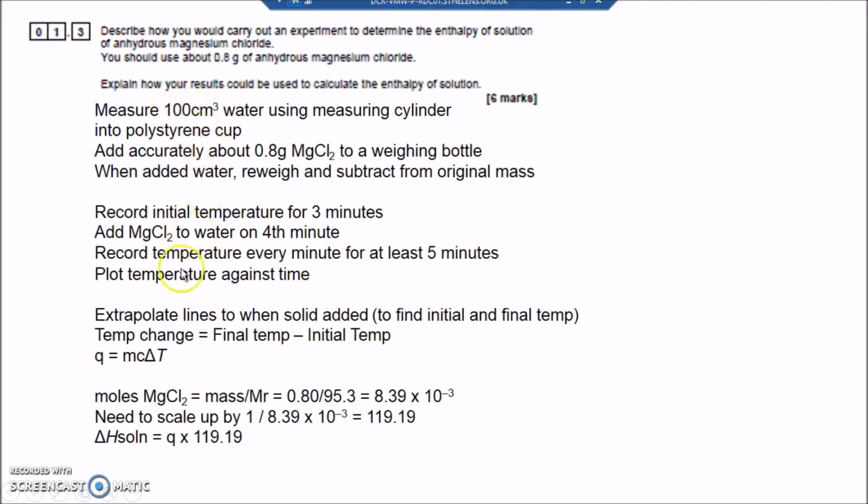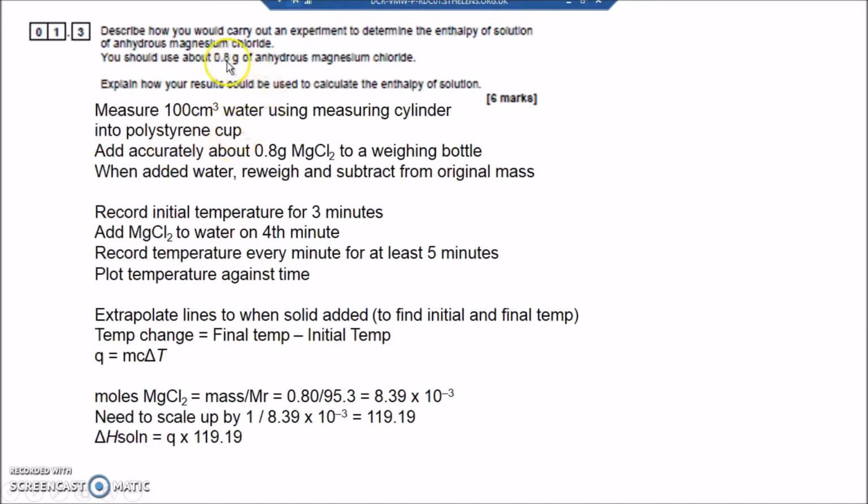That's a good amount to use, because when we use Q, or delta H equals minus MC delta T in a little while, that's the mass of water that you have. So M, the mass of water, is going to be 100. So I've measured out 100 centimetres cubed of water into a measuring cylinder. I'm going to have an insulated cup, so something like a polystyrene cup or an insulated beaker would be fine, so that I don't have any heat loss.